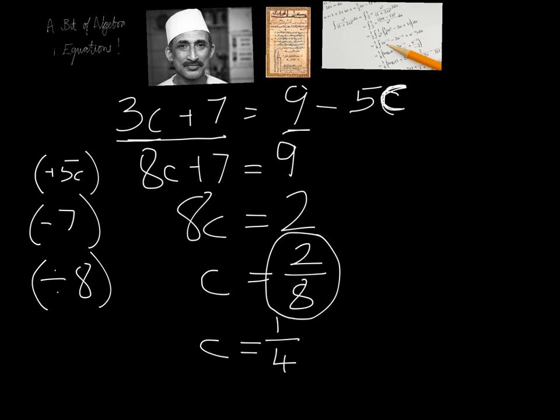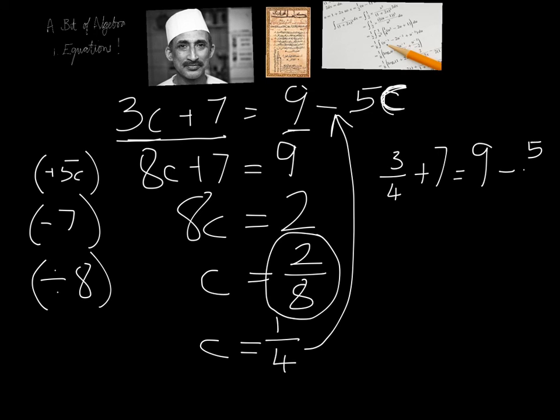And again, what do we do? Well, it's going to be slightly more complicated this time, but we're going to substitute our quarter back up here. This is going to be complicated. So what have we got? We've got 3c, that's 3/4 plus 7 equals 9. Take away 5c, 5/4. We've got to think about this. So 7 add 3/4, that's clearly 7 3/4. 5/4, well, that's 1 1/4, isn't it?